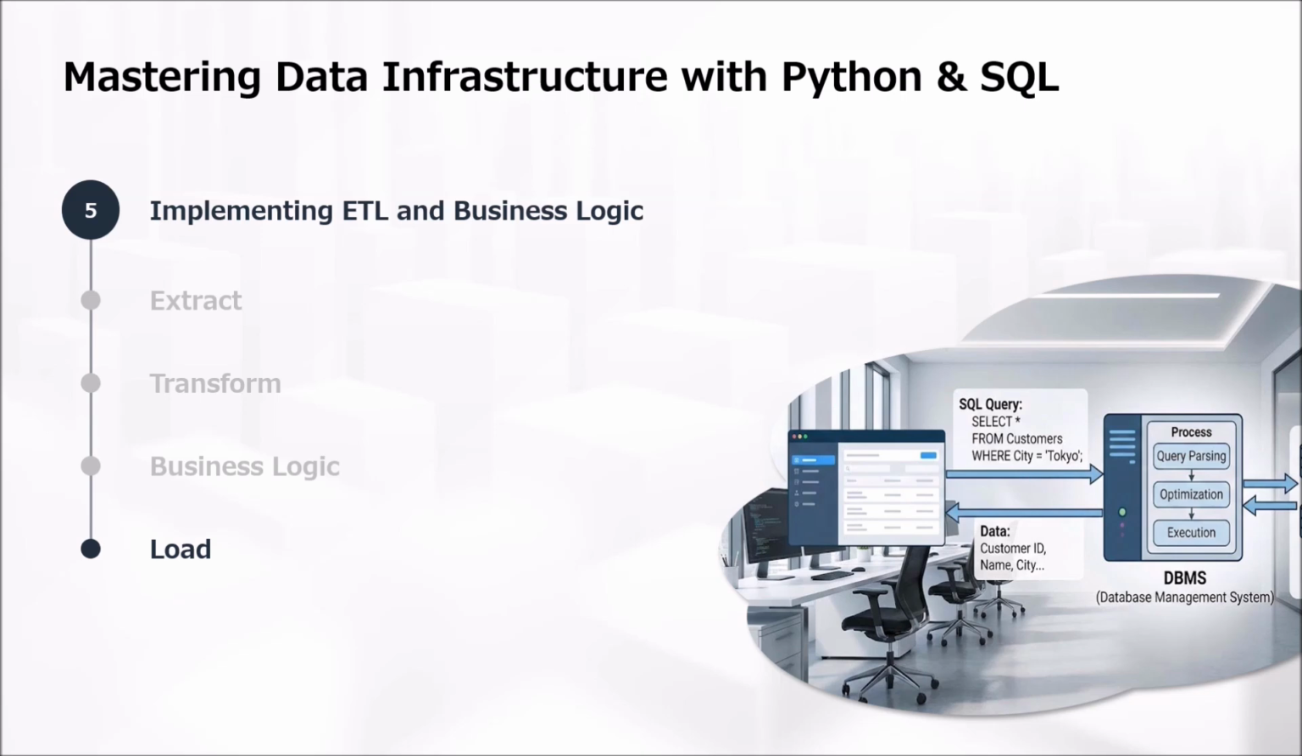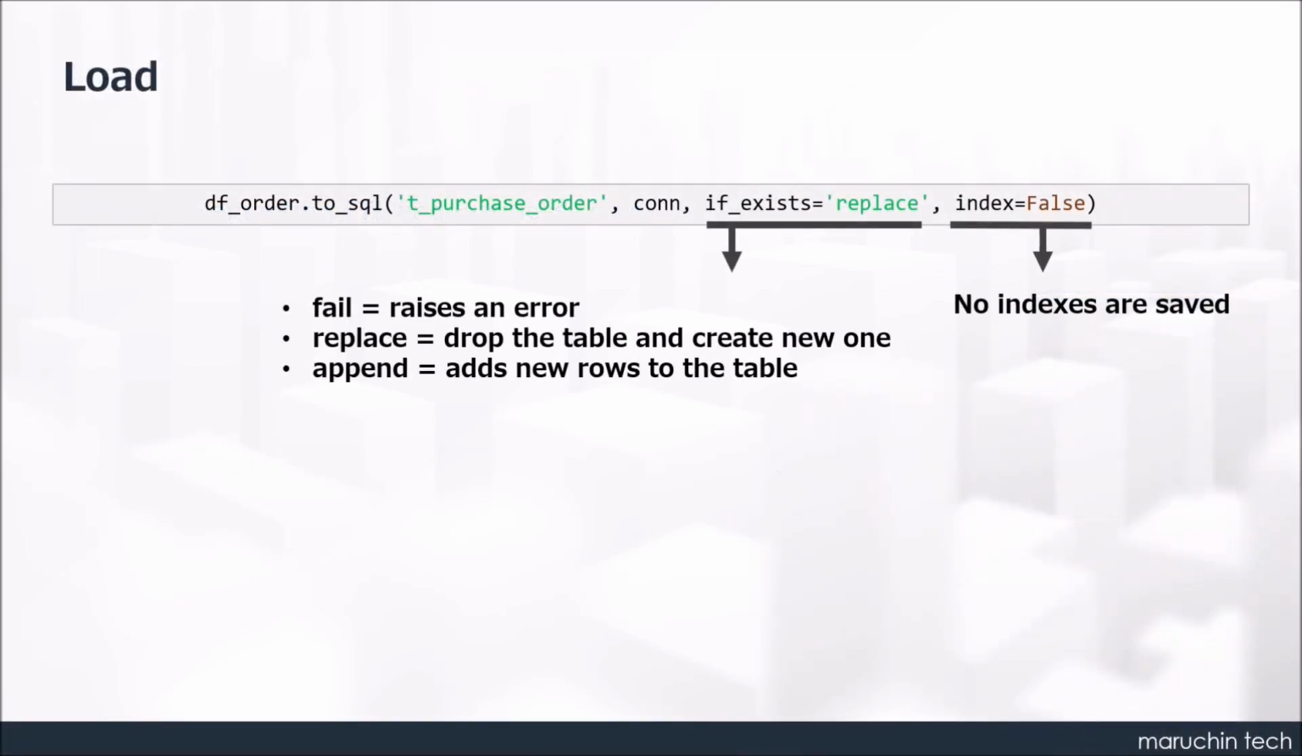Finally, let's look at the load phase. In this step, we will write the result of our transformation into the database. By using the to_sql method, we can write the tabular data stored in the data frame directly into a SQL database. A key argument here is if_exists. This argument checks whether the target table already exists and specifies the action to take. Fail raises an error if the table exists. Replace drops the existing table and recreates it from scratch. Append adds new rows to the existing table.